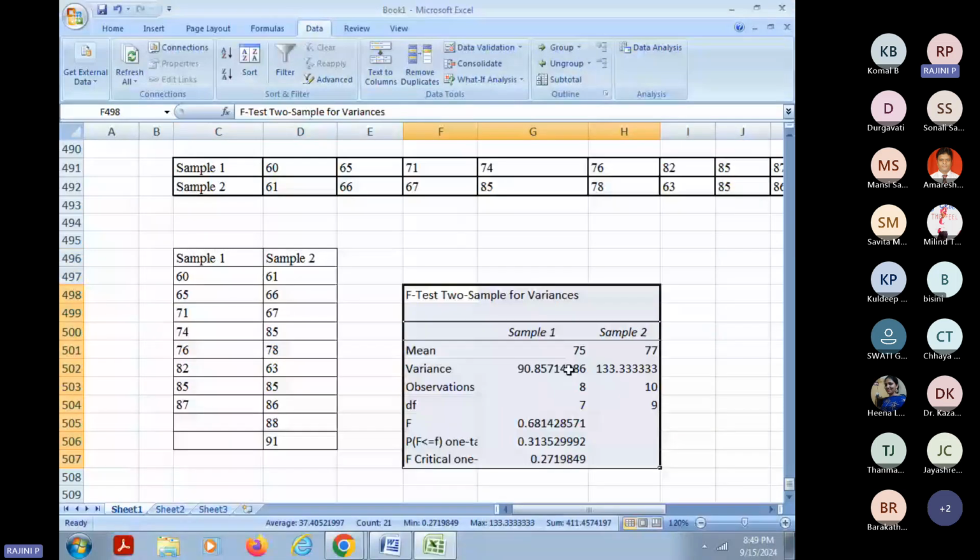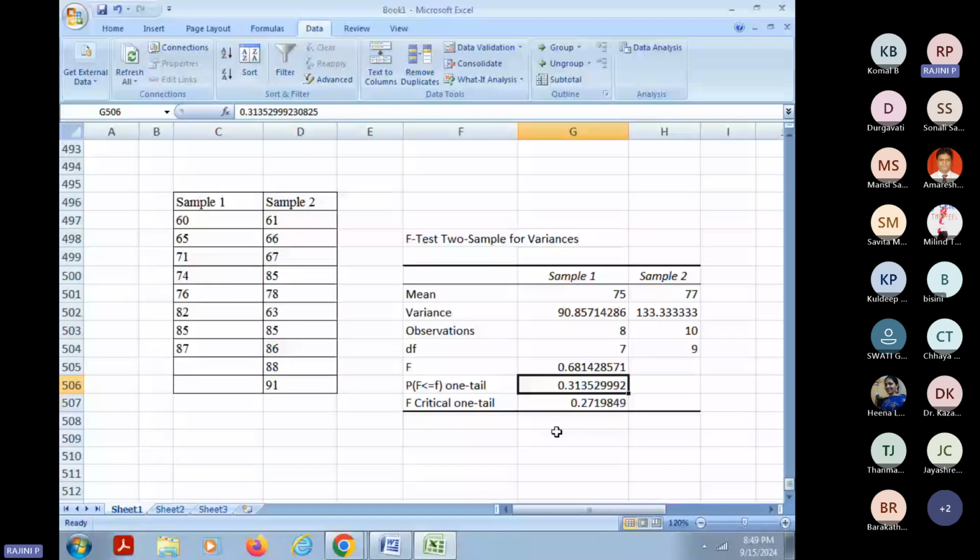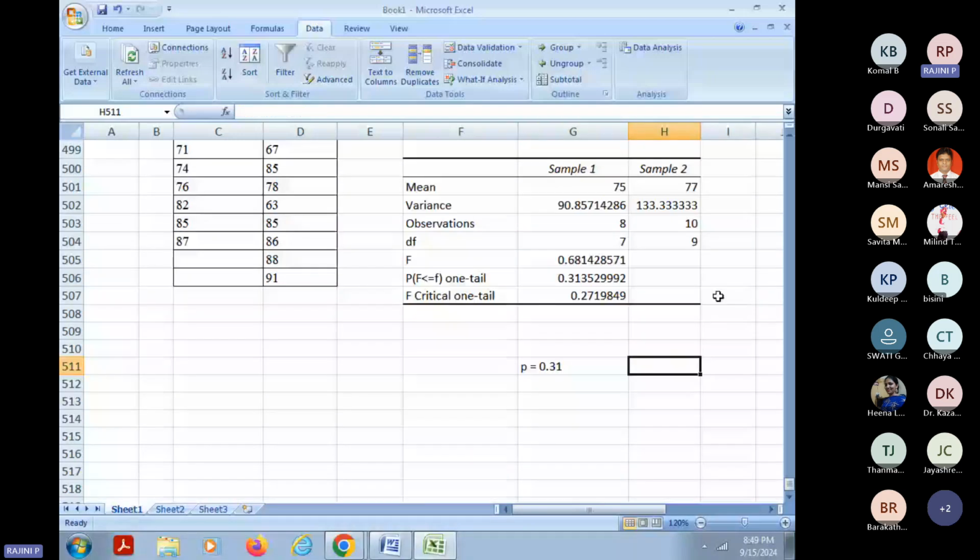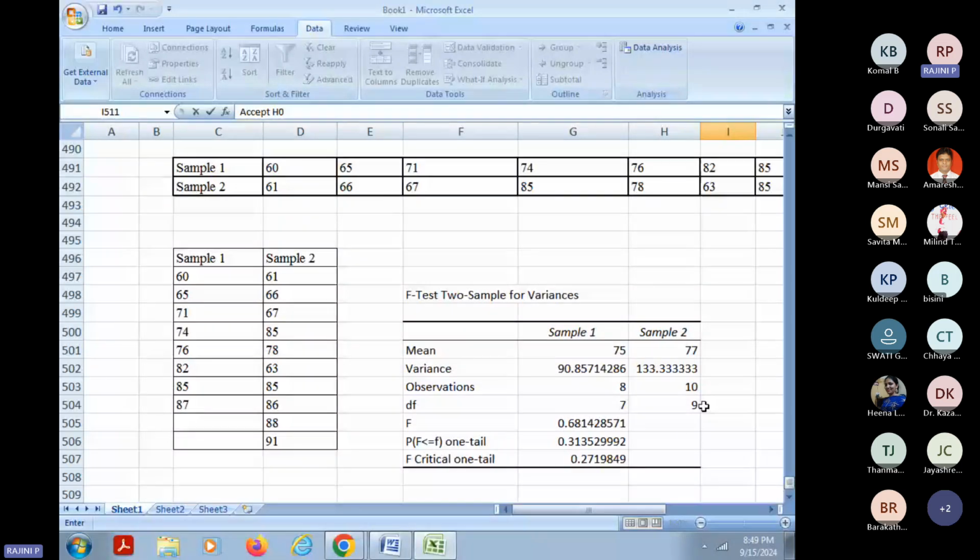So in this one, just check what the p-value is. The p-value is 0.31, which is also more than 0.05. That means what do we say? Accept H naught. Accept H naught means what? Both the samples have come from the same population. There is no difference in variances. No difference in variance means both the samples have come from the same population.